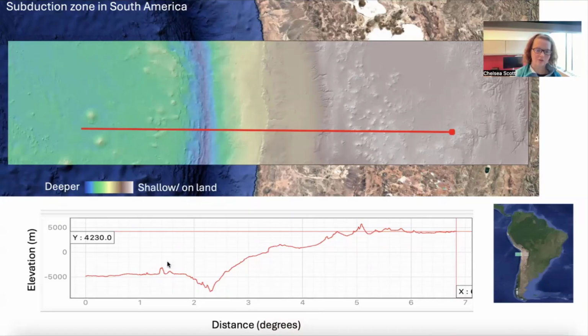In particular, here we see a seamount. Here we see the trench, which is at depths of about 800 meters, and that's this long linear blue feature that you see here. Then here we come onto land, and we see this steep topographic relief area. This area is the forearc of the subduction zone. And then here we have the volcanic arc.